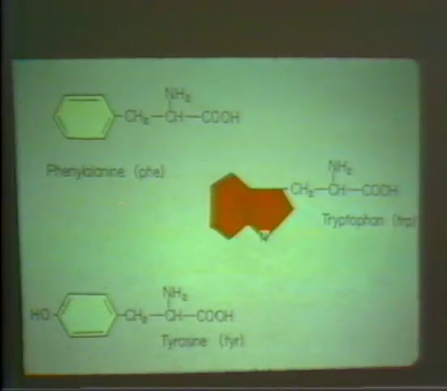Phenylalanine and tyrosine are very closely related metabolically. One is the precursor of the other. They also are common precursors of a number of biologically important substances such as thyroxine and adrenaline and so forth.